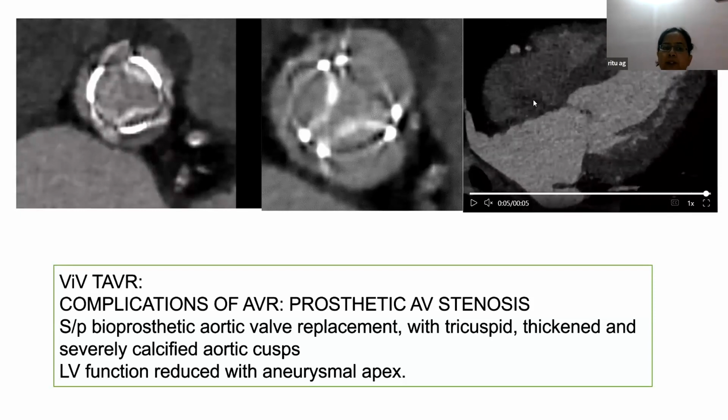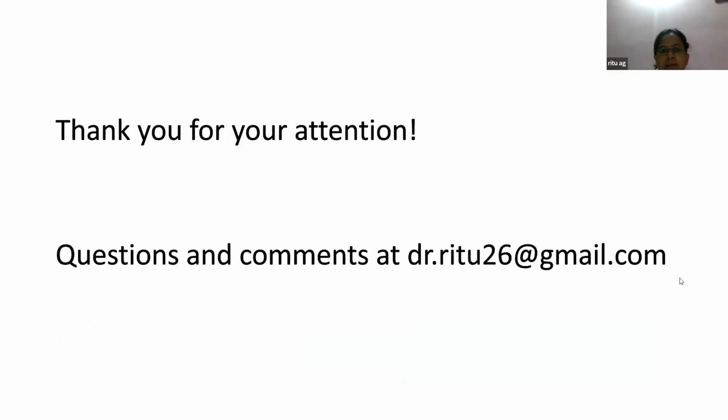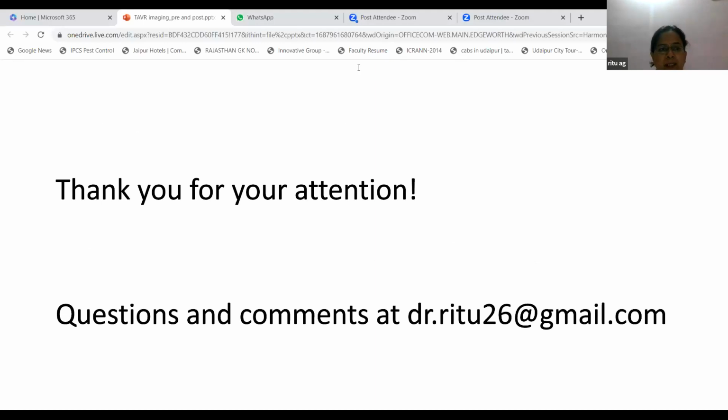There is poor function. The valve is not functioning. So this is one perfect example of how we should not only look at the valve, but the entire heart. As I was saying, the images taken for the root help us to assess the LV function as well. So that is all I have, and I will take up any questions.